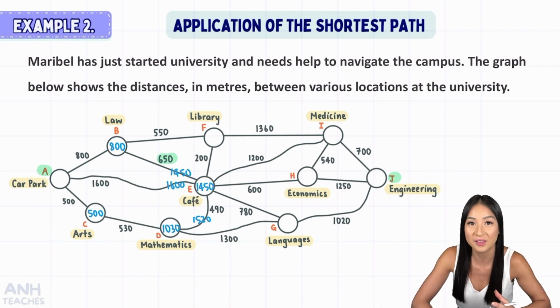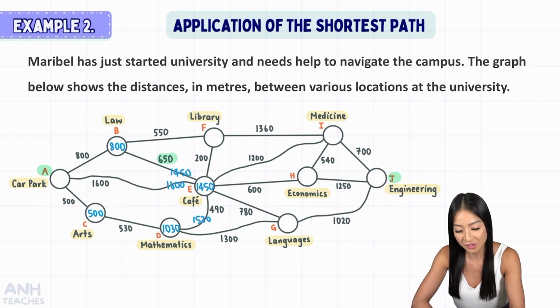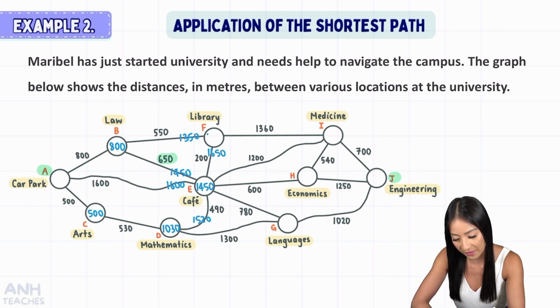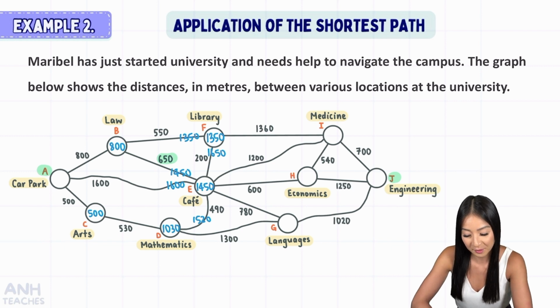Next, I need to consider the shortest path to get to vertex F. So I have two edges that lead into F. The first one, 800 plus 550, gives me a total of 1350. And my second option is 1450 plus 200, that's 1650. So the minimum there is 1350.